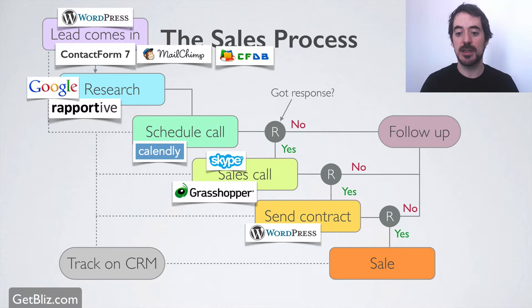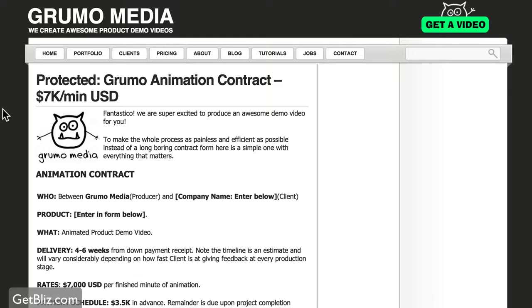WordPress, same thing, as my website. The thing about contracts is that they're a pain in the arse, because the traditional way is that they send you a contract, you have to print it, you have to sign it, then you have to scan it, then you have to send it back. It's just a really painful process. So what I did, I created my own solution.